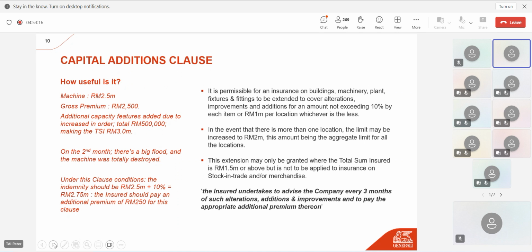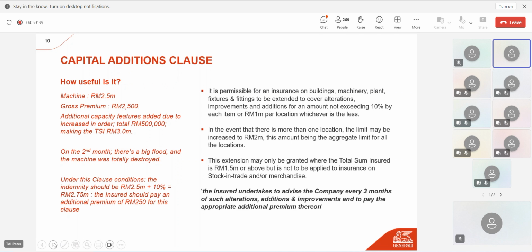Any alteration, 3 months, there is a gap. There's this period you must inform the insurance. So for this particular example, within 2 months, there's a big flood and the machine was totally destroyed. Okay, so now if they don't have this capital addition clause, what will happen? If they don't have this additional clause, they can only claim up to 2.5 million.